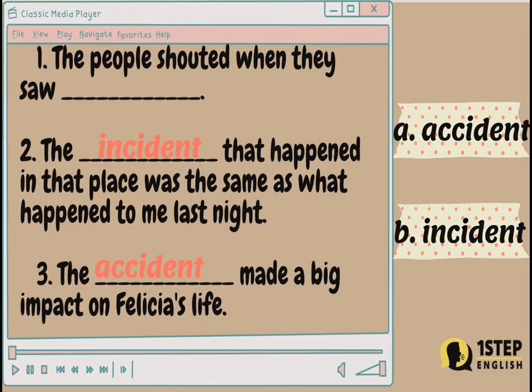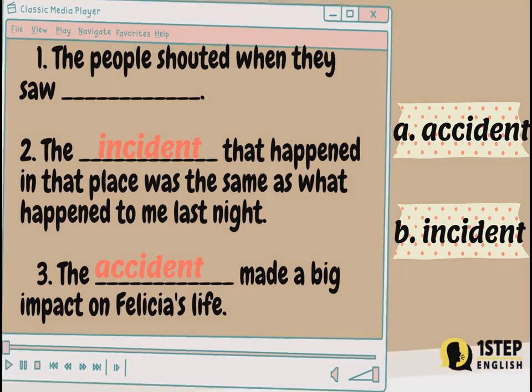Number 2. Letter B, the incident that happened in that place was the same as what happened to me last night. Number 3. Letter A, the accident made a big impact on Felicia's life.